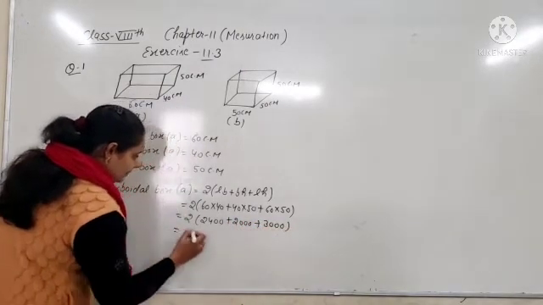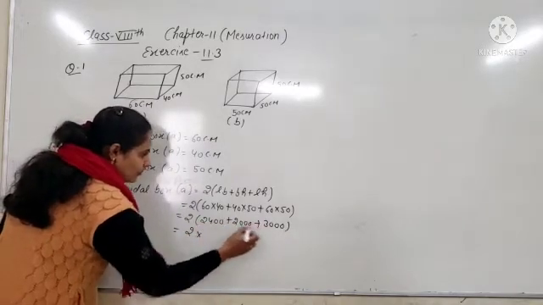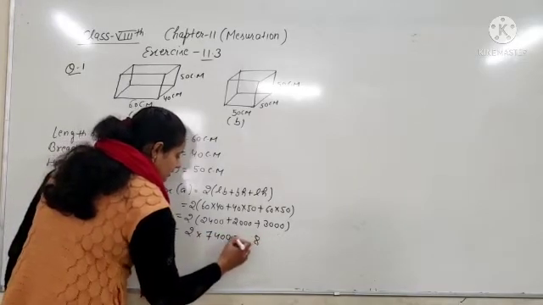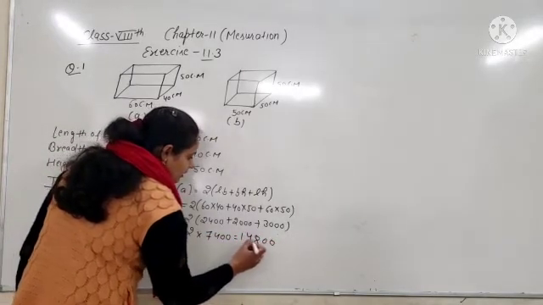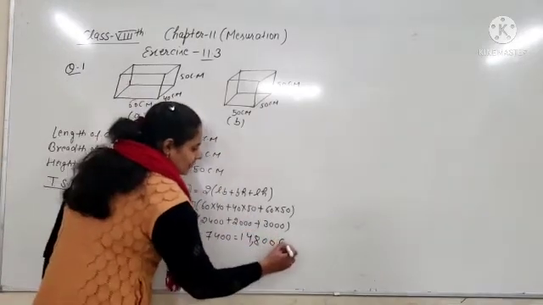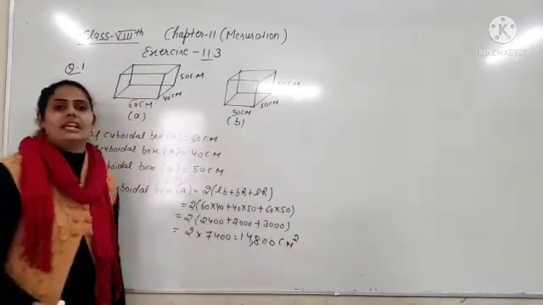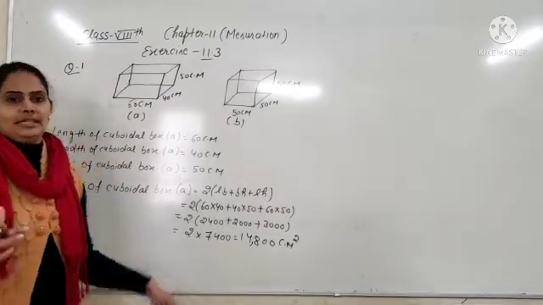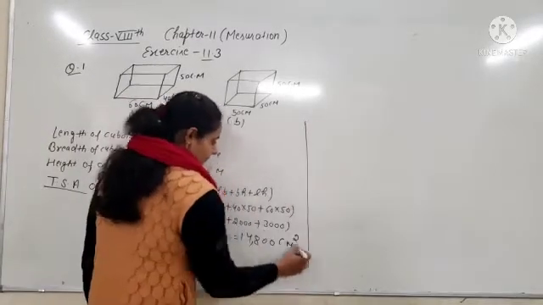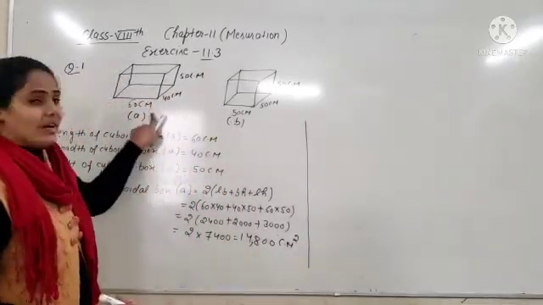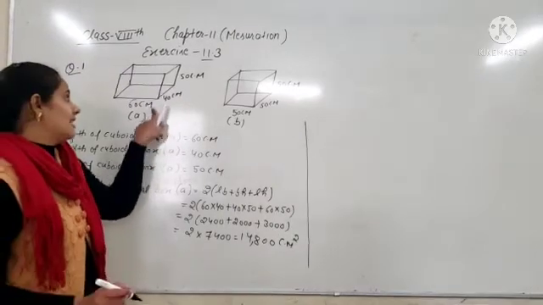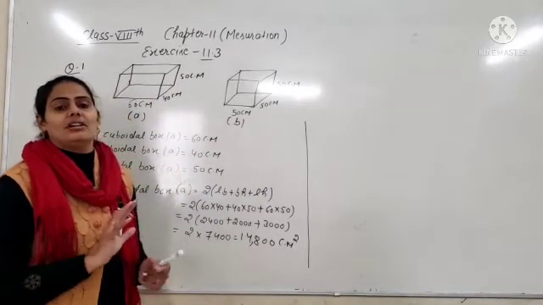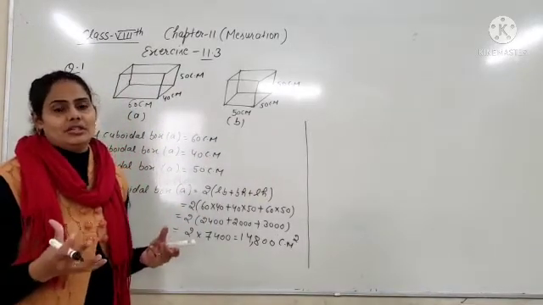Clear? Now add them. So 2 into, it will be 2 plus 2, 4 plus 3, 7400, and when you multiply by 2, 14,800. This is given in centimeters, so it will be centimeter square, because area will be in meter square or centimeter square, and volume will be in cubic meter or cubic centimeter. Okay, now this is the area of the first box, part A. This is the area of cuboidal A. Now you will find out the area of cuboidal B also, and after that you will find out which box requires the lesser amount of material to make.